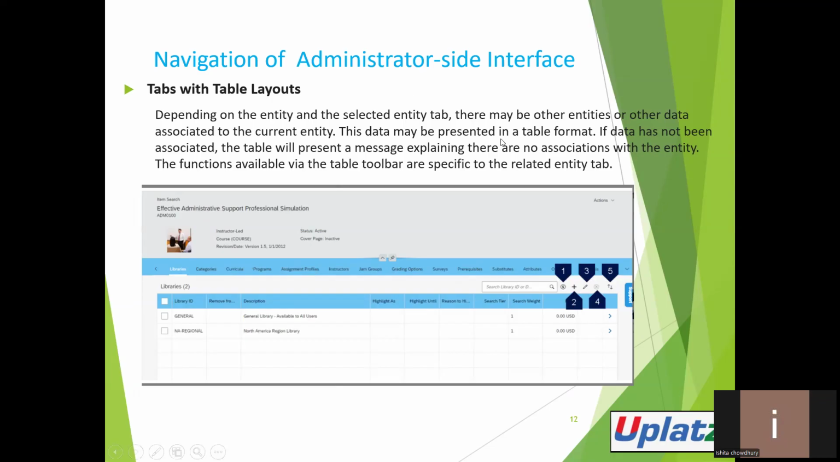Depending on that entity and the selected entity tab, there may be other entities or other data associated to the current entity. Suppose we want to add a library to this particular item. Where do we click? We click on plus, which means an addition of a library to an item, right? Removal of the library from an item. Where do we click? We click on cross. We select it, we cross it. It means the library associated with the item has been removed.